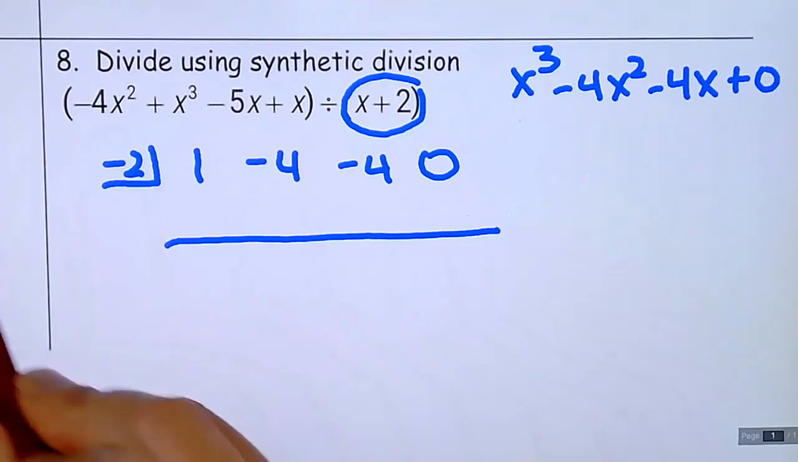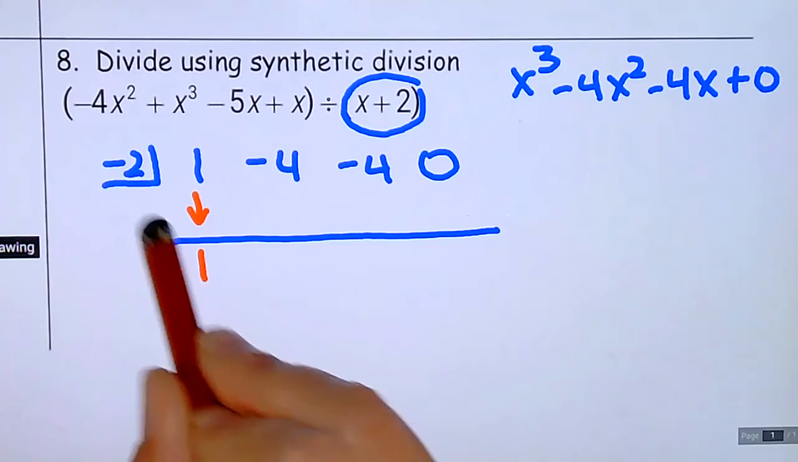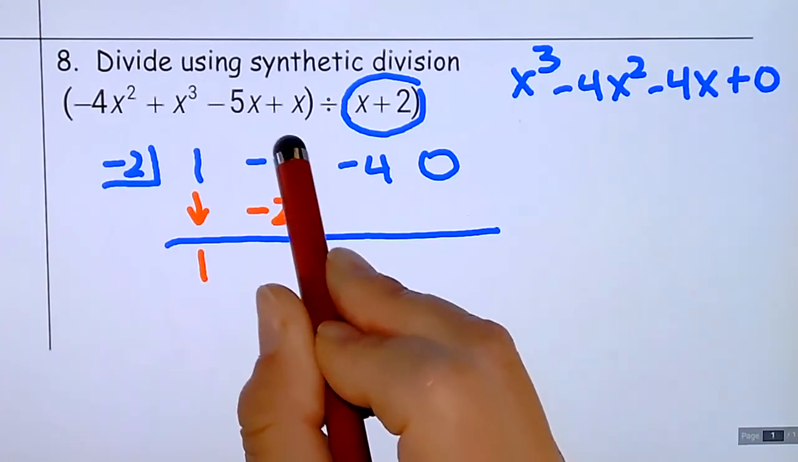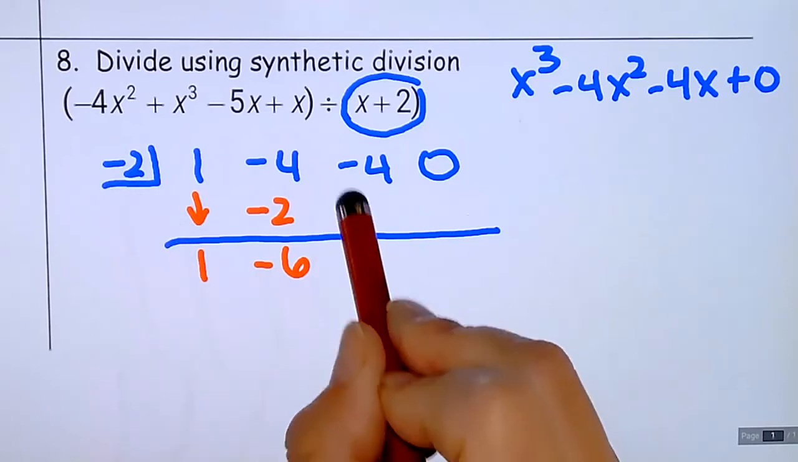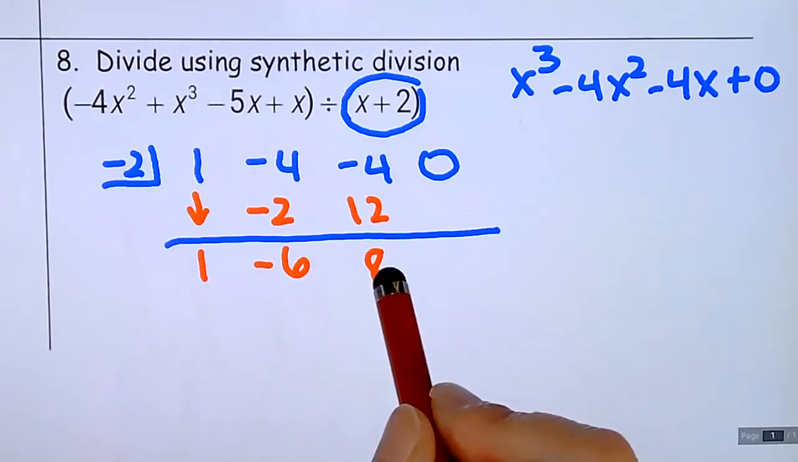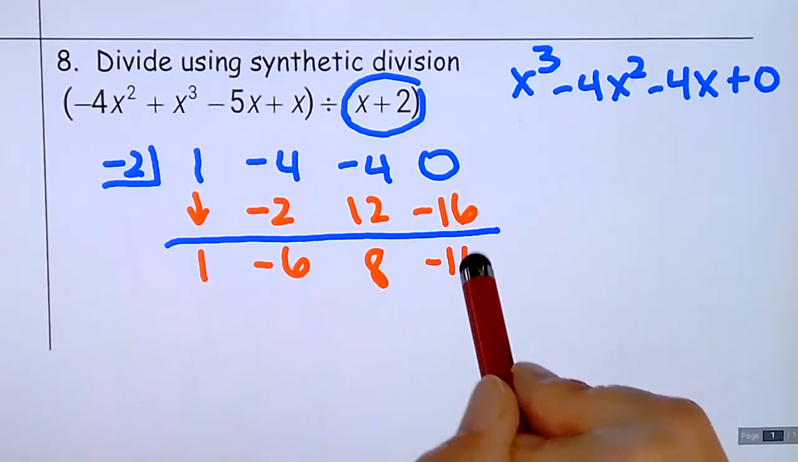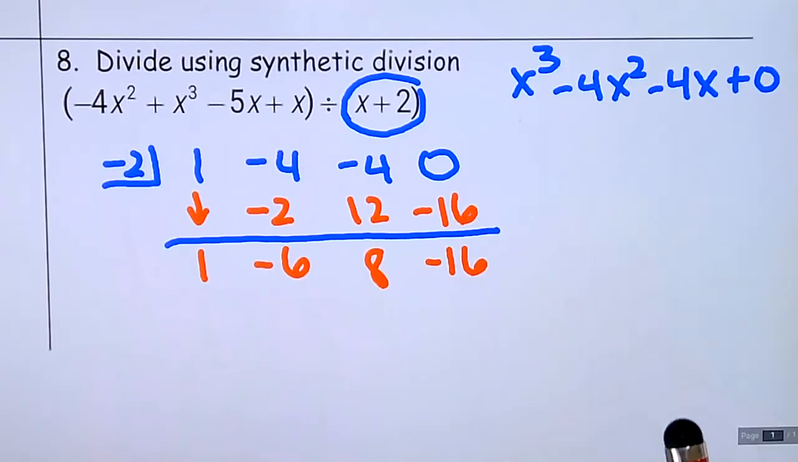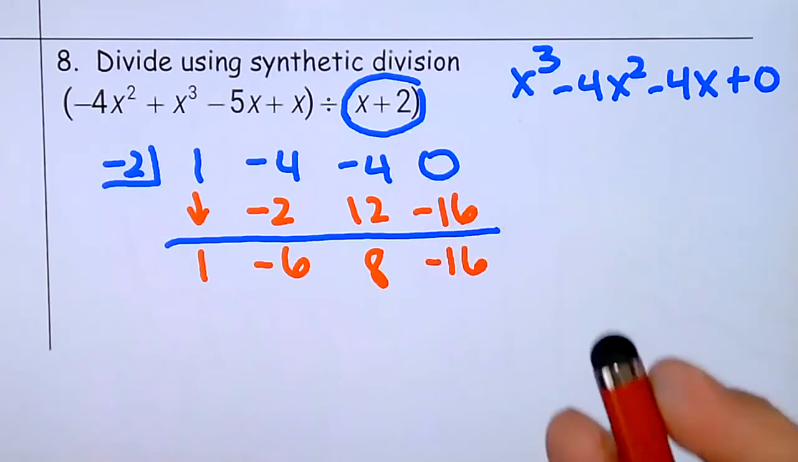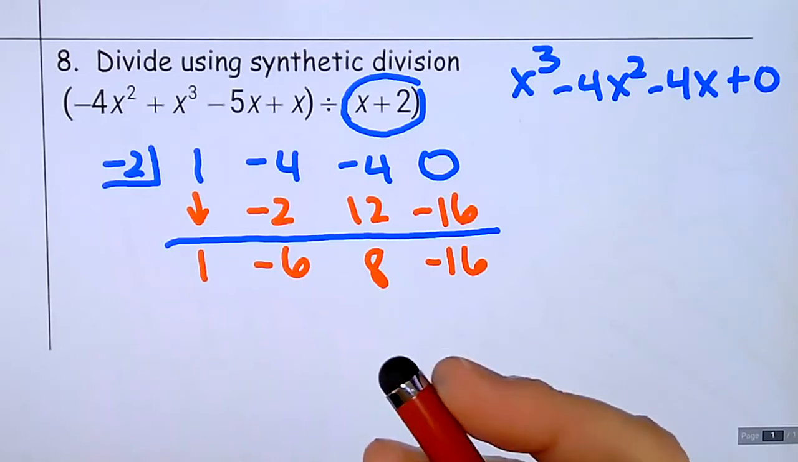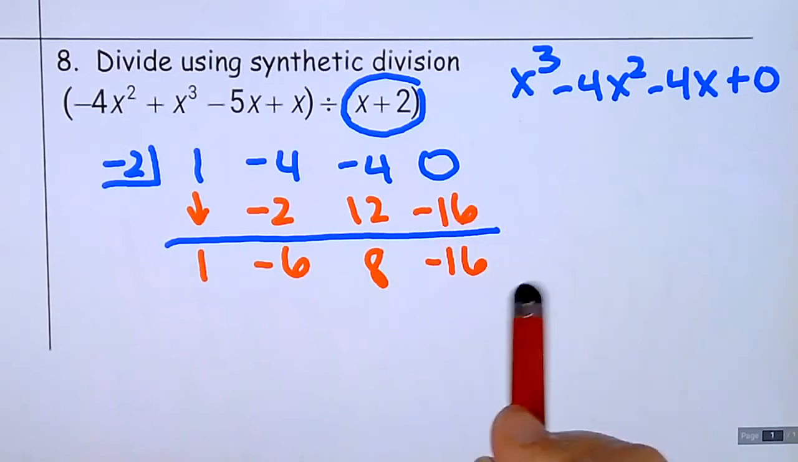Okay, so this time I'm going to actually show what I'm adding. Bring this down, 1. 1 times negative 2 is negative 2. Adding it, negative 6. Negative 6 times negative 2 is 12. Add it, 8. 8 times negative 2 is negative 16. Add it, negative 16. Now, a couple of things to understand. x plus 2 is not a factor. Doesn't mean that we don't get an answer, like we don't divide and get something, but it's not a factor. We did not get a 0 here.